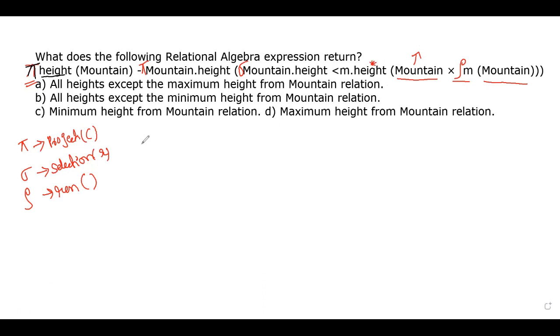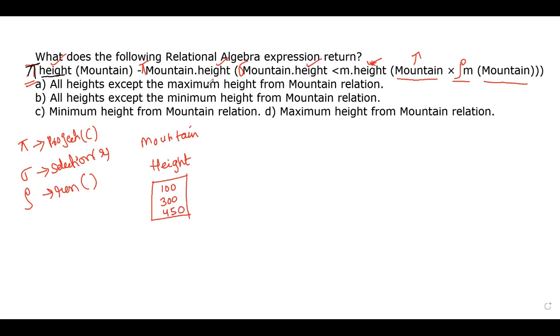So what is the name of the table? The name of the table is mountain, and the attribute name is height. Why do we choose height? Because if you see in the question, they always ask about the attribute height: the height of mountain, mountain dot height, M dot height. That's why we are choosing the attribute name height. So the values are 100, 300, and 450.